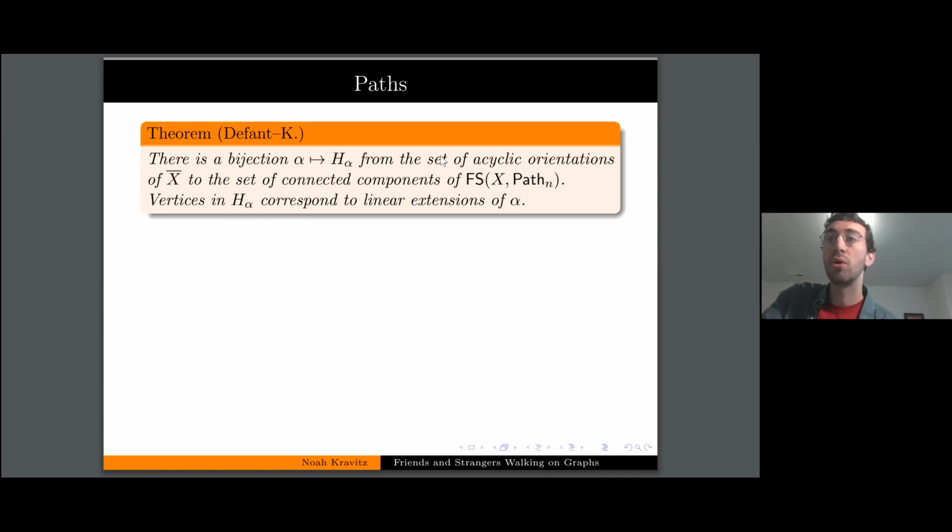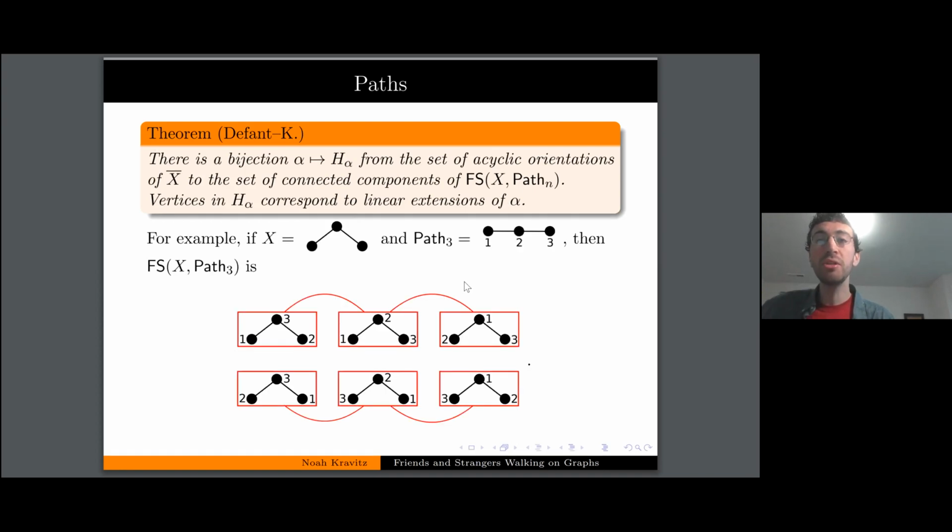So I should mention here, we're thinking of the path as being on the vertex set 1 through n, where we have edges 1-2, 2-3, 3-4, and so on. So let me just illustrate this with an example. So we can suppose that X is, say, this 3-vertex graph here. Then the complement of X just has this single edge down here, and there are 2 acyclic orientations. We can orient this edge in X bar from left to right or from right to left.